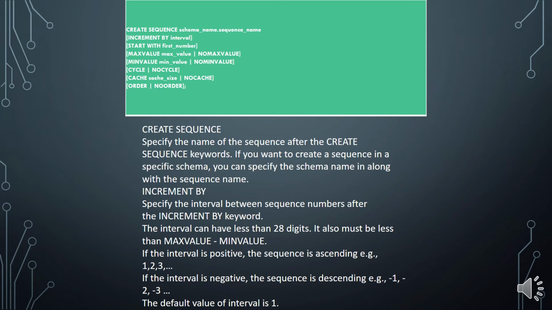Next one is the INCREMENT BY keyword. The INCREMENT keyword is used to specify the interval between sequence numbers. It can be less than 28 digits and it must be less than the maximum value and also greater than the minimum value. The default value of the interval is always 1.